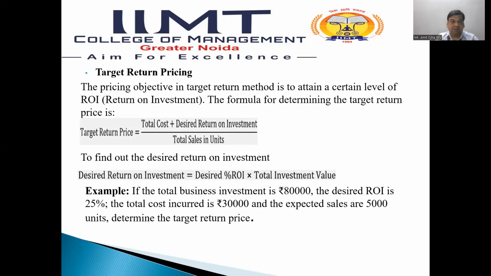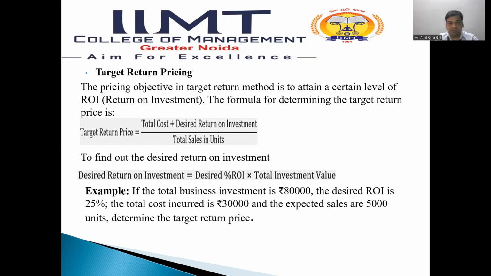Another method is target return pricing. The pricing objective in the target return method is to attain a certain level of ROI. The formula for determining the target return price is: target return price is equal to total cost plus desired return on investment upon total sales in units. To find out the desired return on investment, here is the formula: desired return on investment is equal to desired percentage ROI into total investment value. With the help of this example, we can understand how to calculate a target return price.